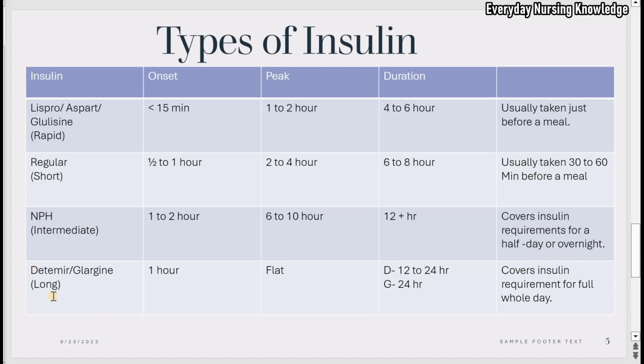Now the long acting, which is detemir or glargine, has an onset of action within an hour. It has a flat effect or no peak effect. Detemir lasts up to 12 to 24 hours, and glargine or Lantus lasts up to 24 hours. So it covers insulin requirements for the whole day.